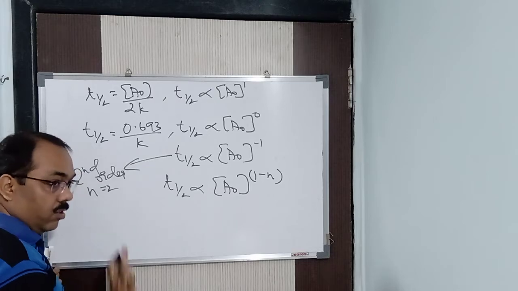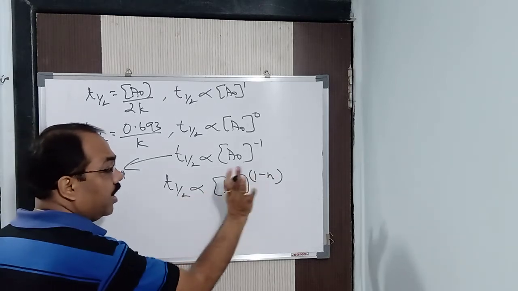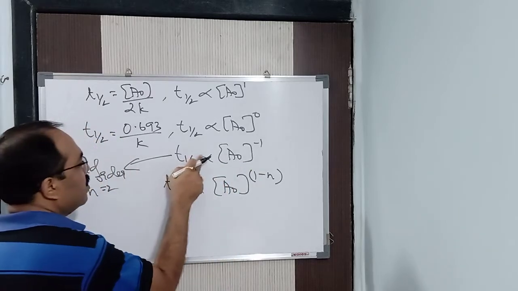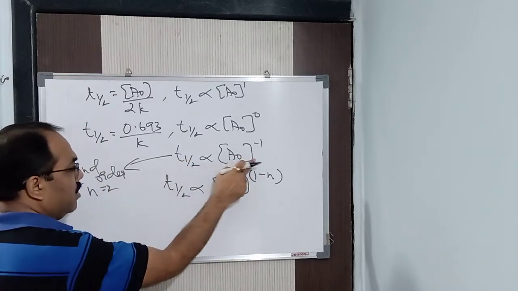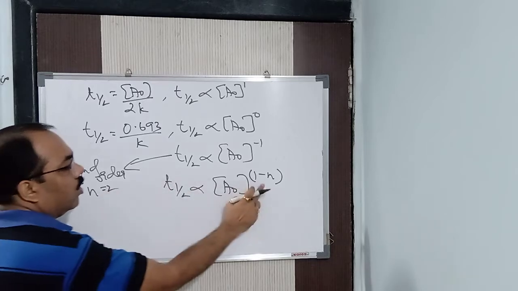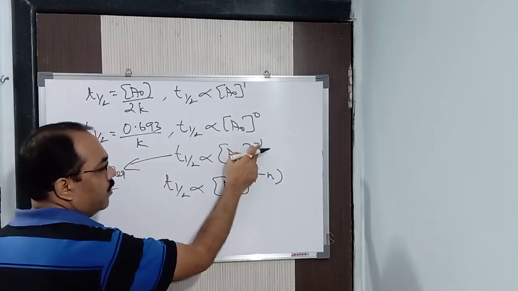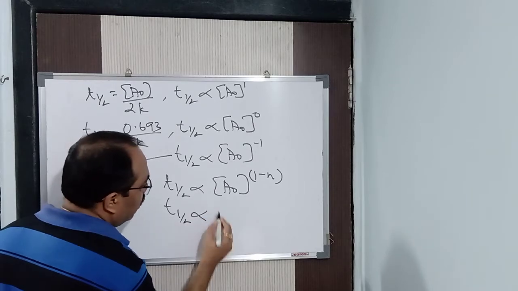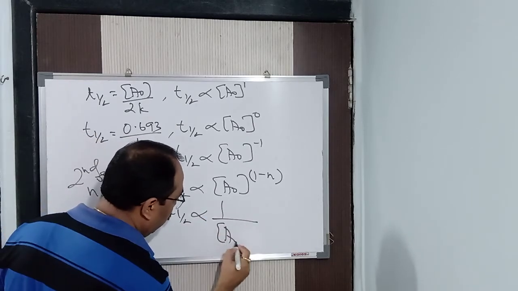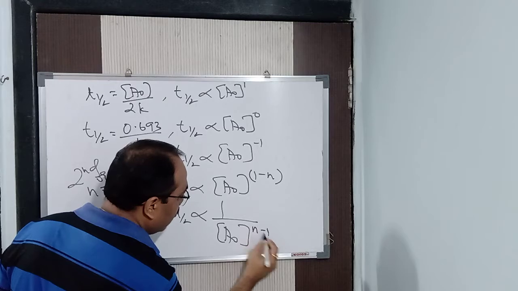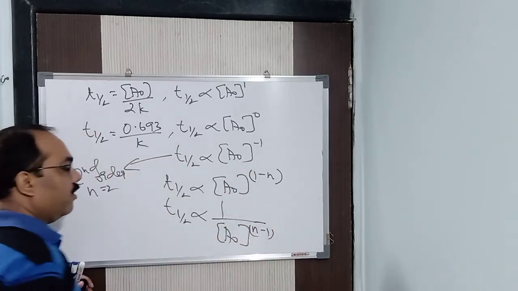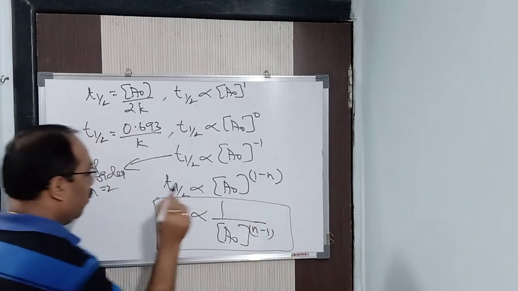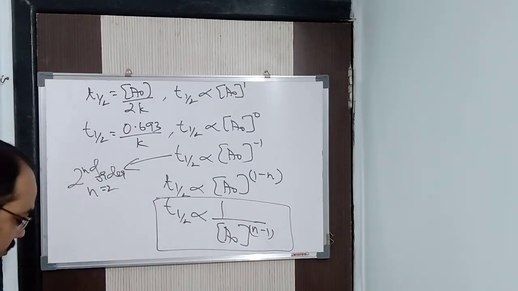You want to check whether the formula I have written is correct or wrong. So what will I do? This formula is for which order? Second order, I said. Second order means n is equal to 2. Put n as 2 here. 1 minus 2 is how much? Minus 1. Clear? So we can write this as T half is inversely proportional to A naught to the power n minus 1. Can't we write it? We can write it in this way also.